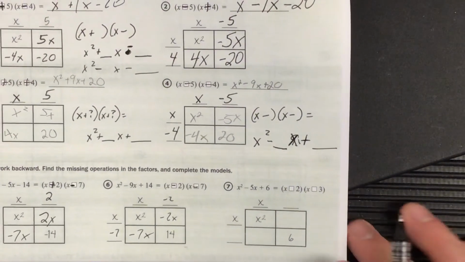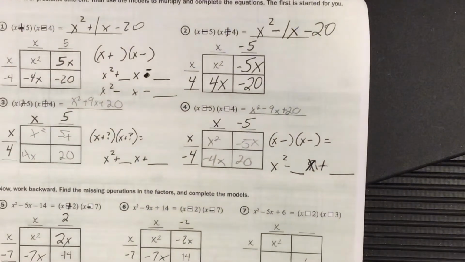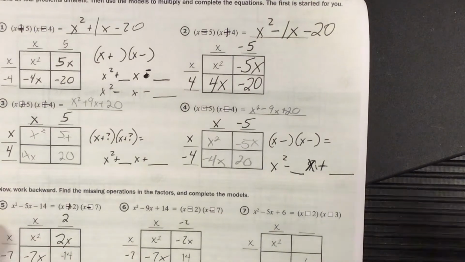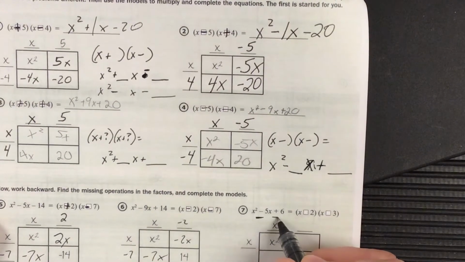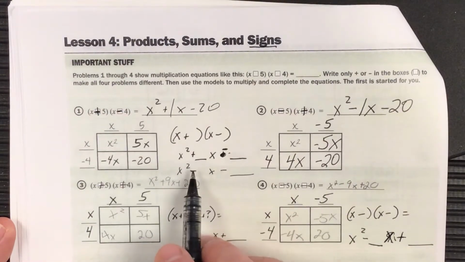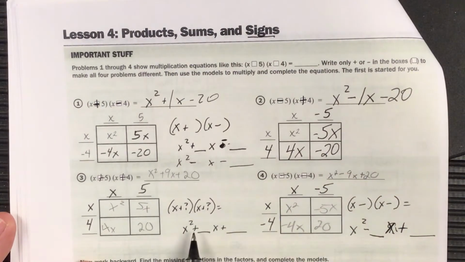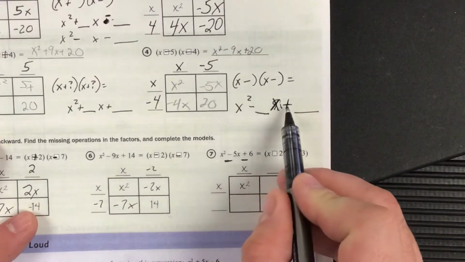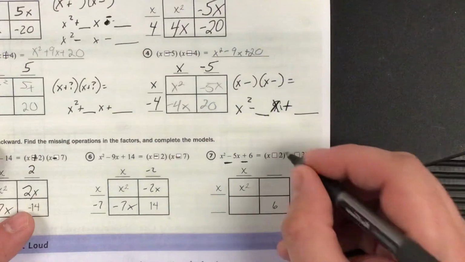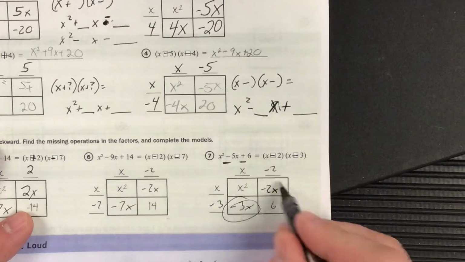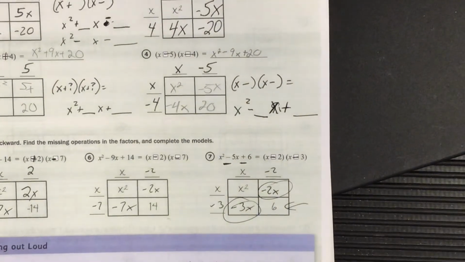Kira, what do you think on the last one? Okay, look at what it gives us here. Negative, positive. So it's not that one. It's not that one. Here's your negative, positive. So they're both negative again. Negative 2, negative 3. That's what gives you negative 5, and a positive 6.